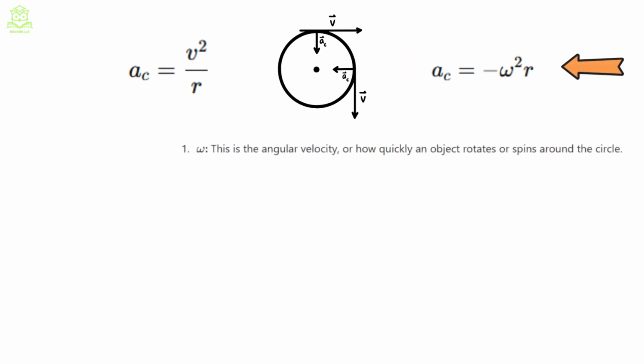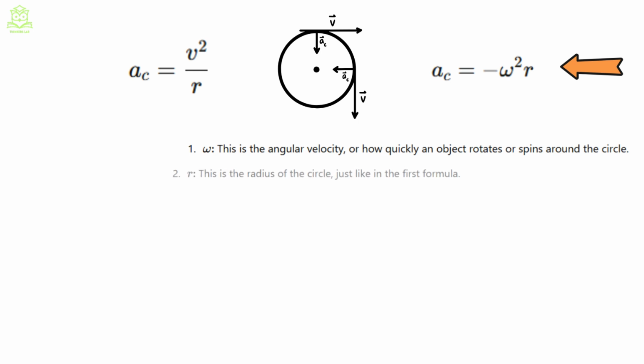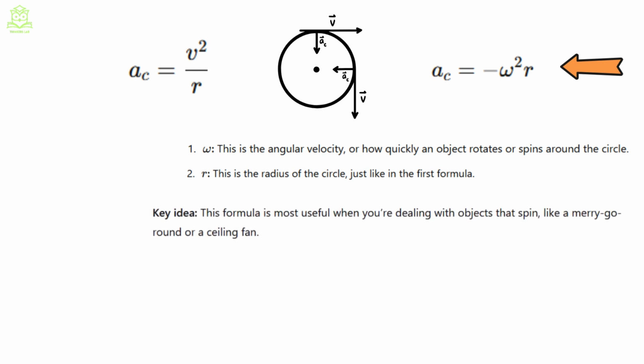Omega, this is the angular velocity, or how quickly an object rotates or spins around the circle. R, this is the radius of the circle, just like in the first formula. Key idea: this formula is most useful when you're dealing with spinning objects like a merry-go-round or a ceiling fan.